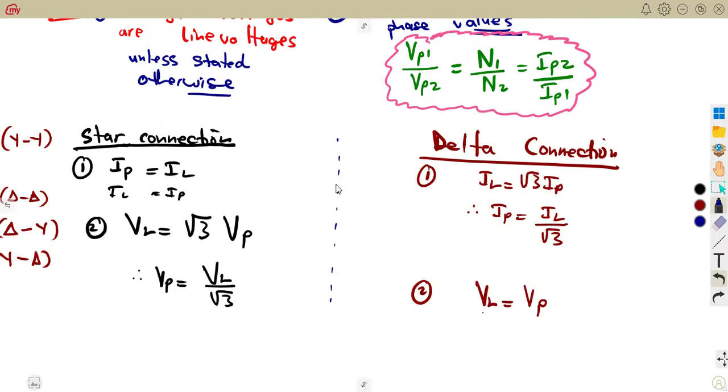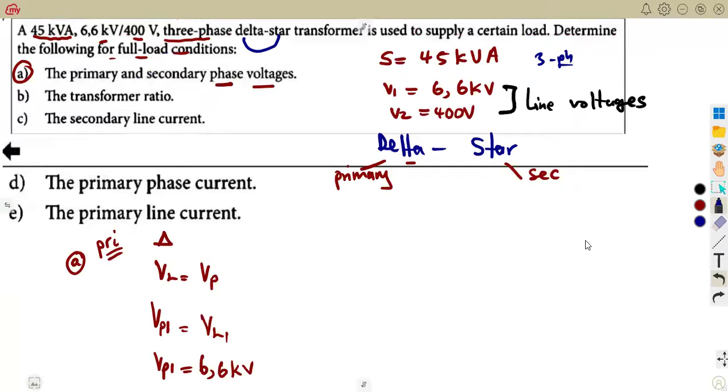VL is equal to VP. Line voltage is equivalent to the phase voltage. So you're talking of the primary. So you just take that and use it as it is. So that was a direct question there.